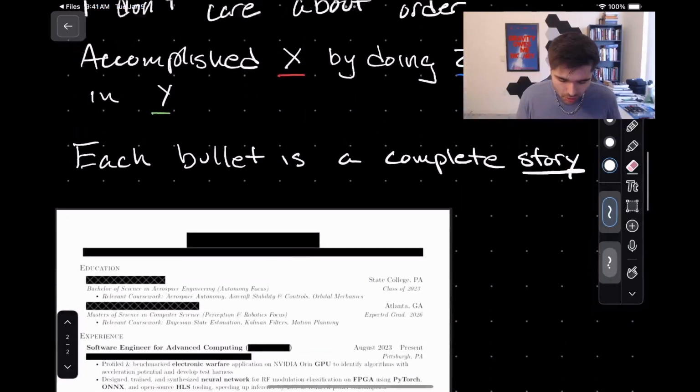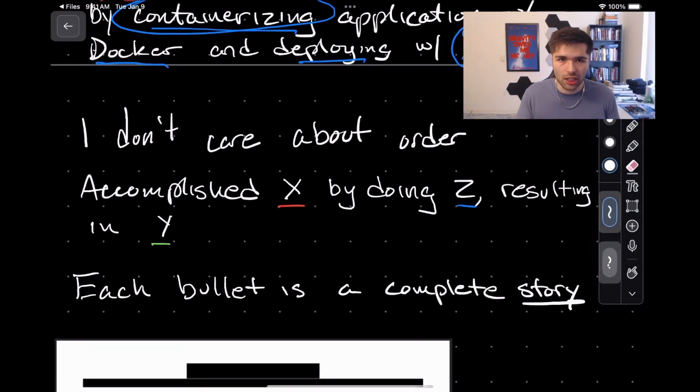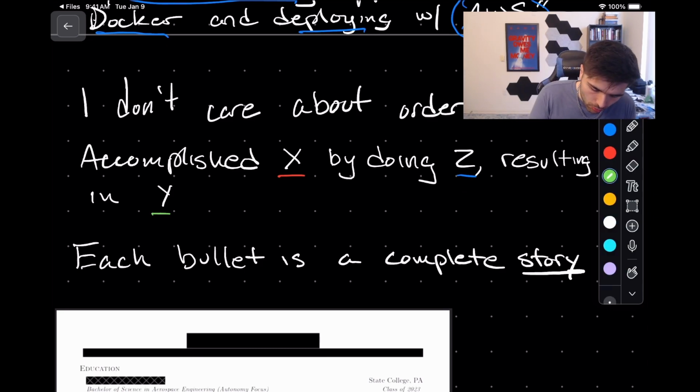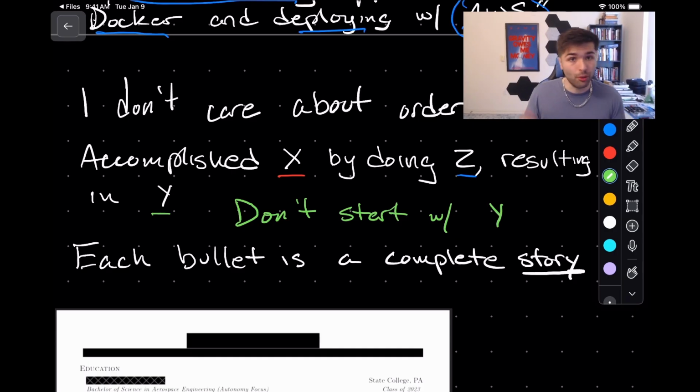So the point of the XYZ method at its core is really just getting across that each bullet point should be a full contained story. And that's why, truth be told, I don't really care about the order. The only caveat I would say to not caring about the order is don't start with Y. And by Y, I mean the letter, not the motive. Motive could be something worth discussing depending on the bullet, but don't start with the number.